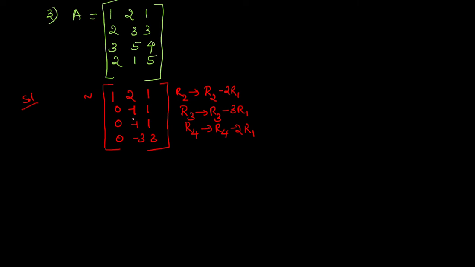And we have to make the second element of the second row 1. So we can use the row transformation R2 gives minus R2. Multiply the second row with minus 1, so that we will get the second element of the second row as 1. Second row becomes 0, 1, minus 1.